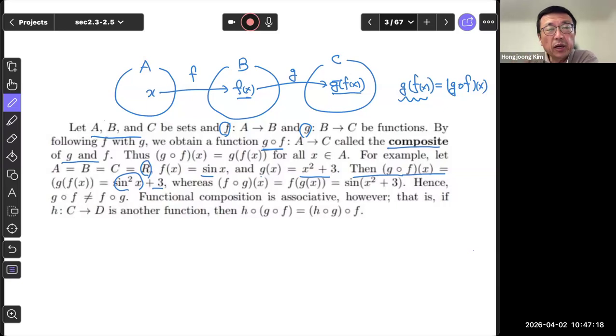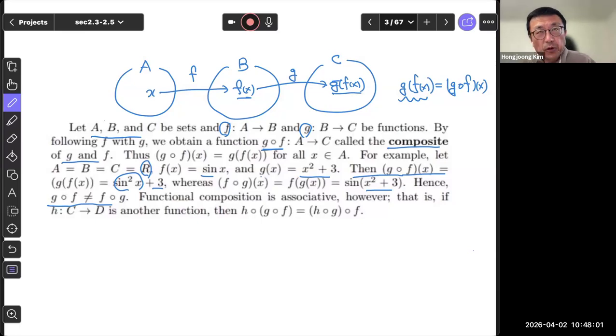If I switch the order and if you consider the composite of f and g, then that's a different story. You are looking for the image of g of x, which means you evaluate g of x first, which is x squared plus 3, and then you consider its image under the sine function. So in general, the composite of g and f and the composite of f and g will be different. So the commutative law is not satisfied in case of the composite function, but the associative law is satisfied.